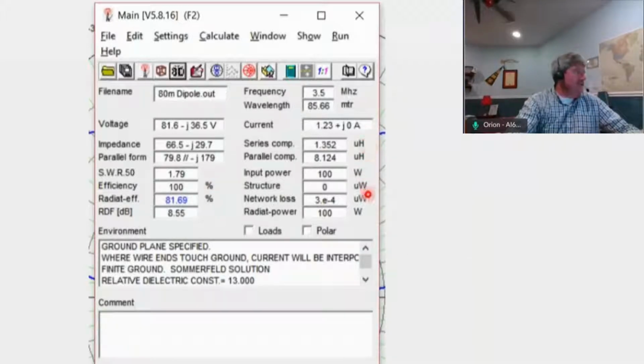Let's see what else we have here. We have radiating power, which tells us it's going to put out 100 watts. And you can actually see the current and voltage on the line at the feed point. So what you'll see here is the current is 1.23 amps at 0, and your voltage here is 81 volts.